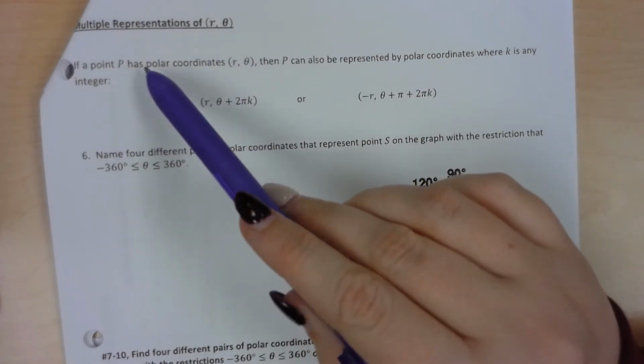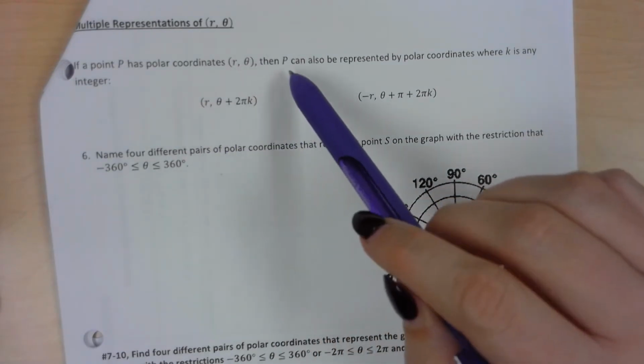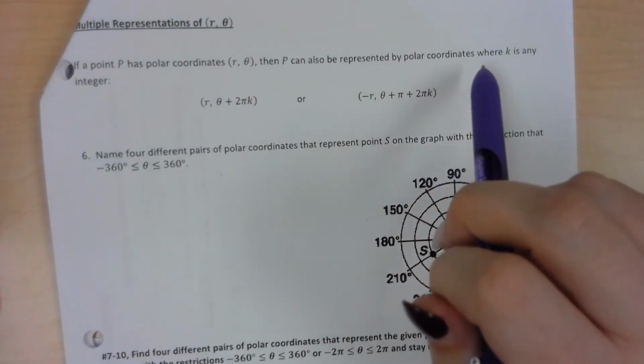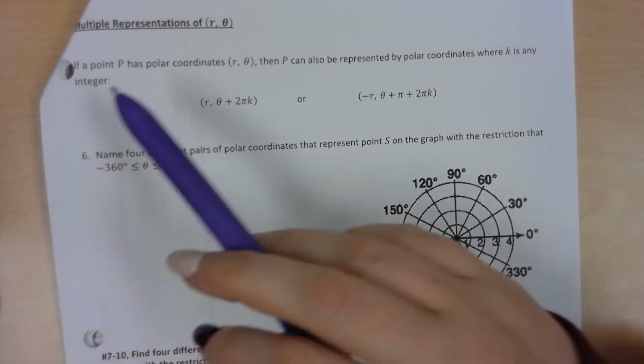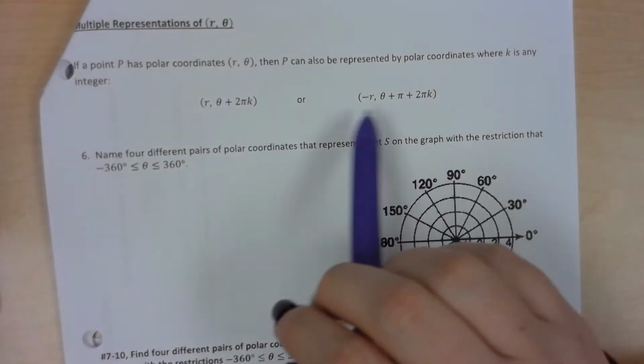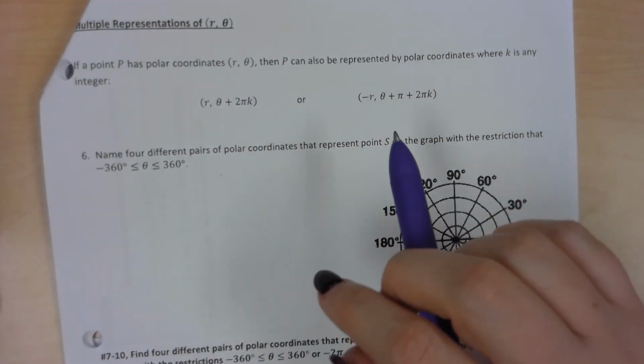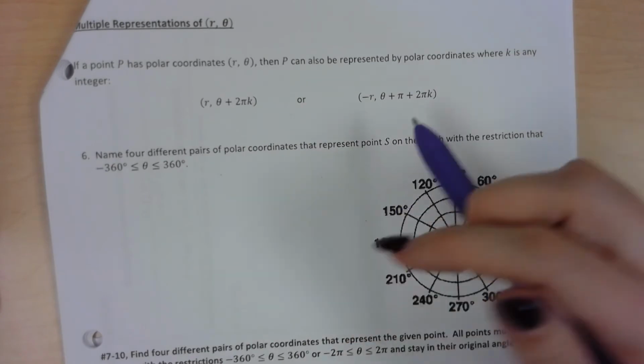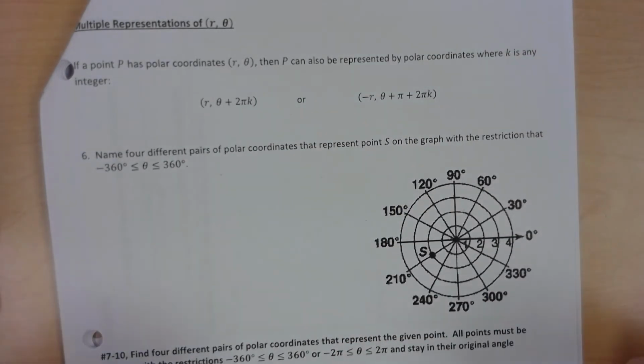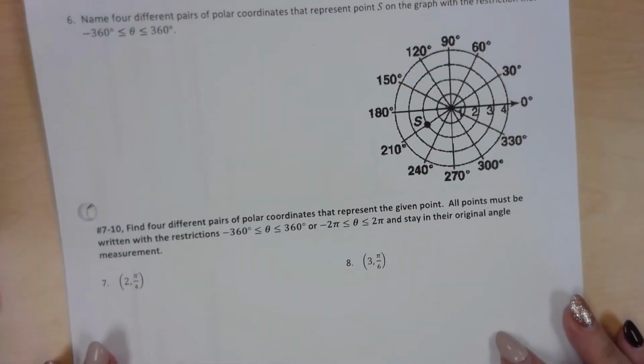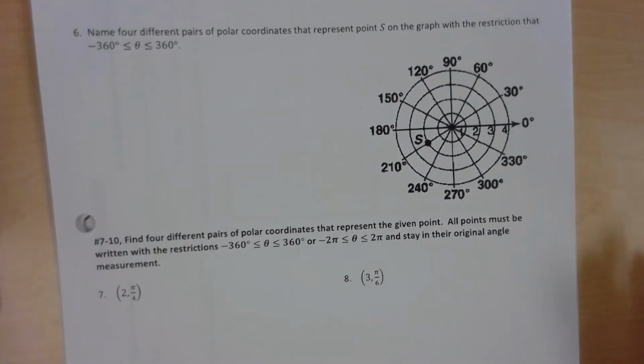If a point P has polar coordinates r comma theta, then P can be represented by polar coordinates where k is any integer. This is just giving some really crazy ways to find these. We're just going to think about how we do this using our common sense.